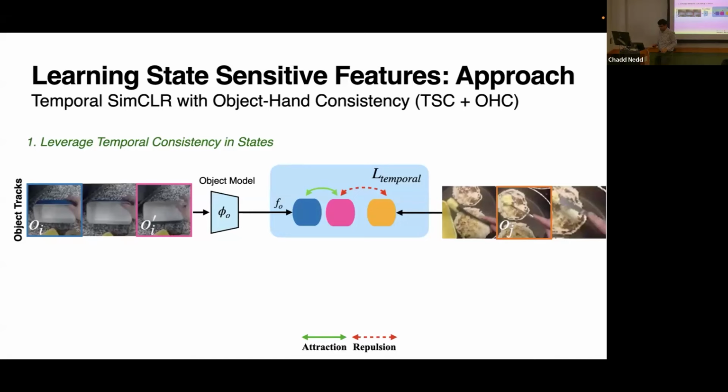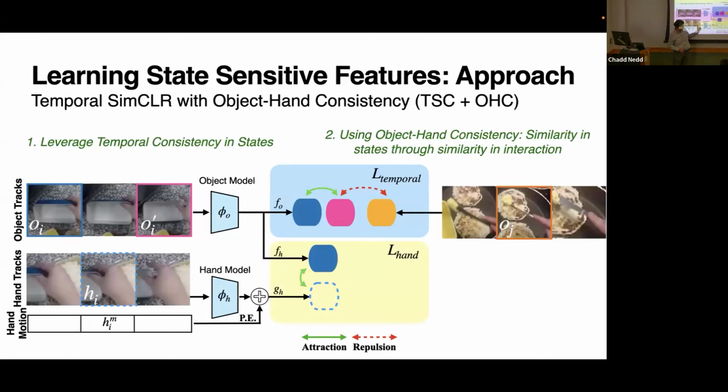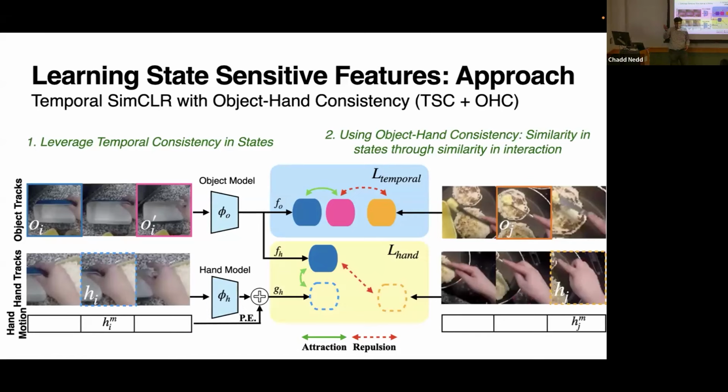But we are also going to use object hand consistency. And the insight here is that I'm likely to interact with objects in the same state with the same hand. Right? So the way we are doing this is you take the hand track and the hand motion, and the features that you're getting from here should be close to the object features. And the object features will be far away from a different hand somewhere else in the database. Right? So we are calling this object hand consistency, and the full model is the new component.